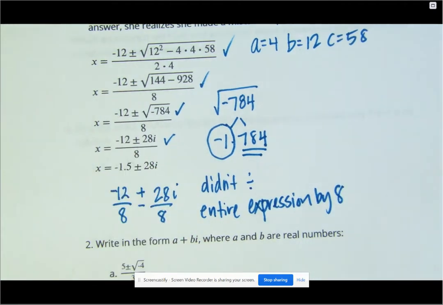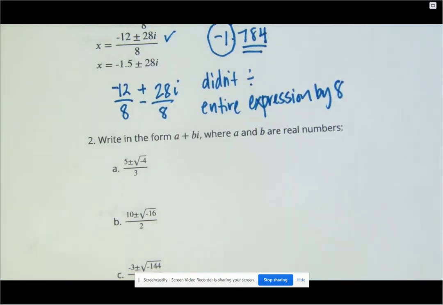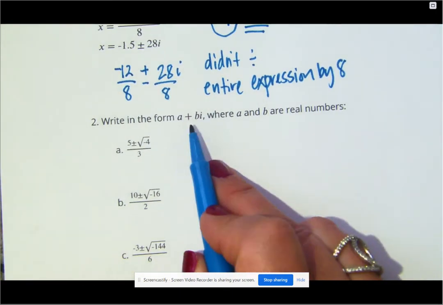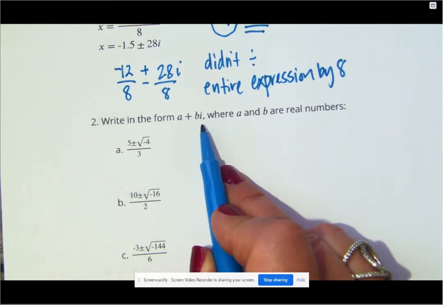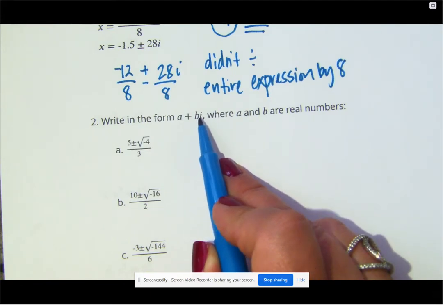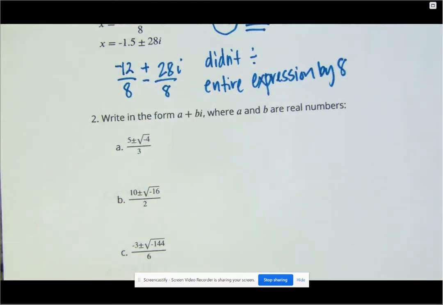Okay. Number 2, write in the form a plus bi where a and b are real numbers. Remember, this is a complex number. It has two parts, the real part and the imaginary part. I can tell this part's imaginary because it has the i. So what they want me to do is practice what we were just doing up here and split this apart and clean it up.